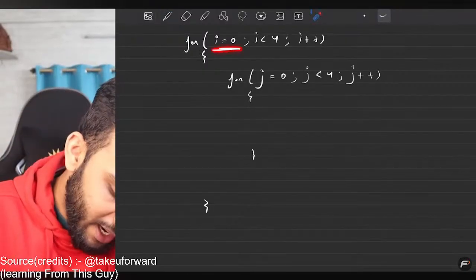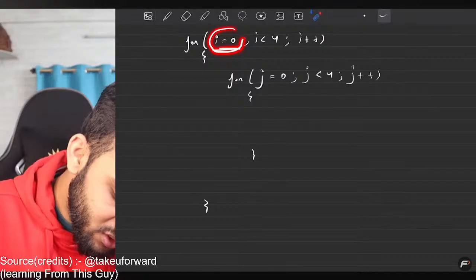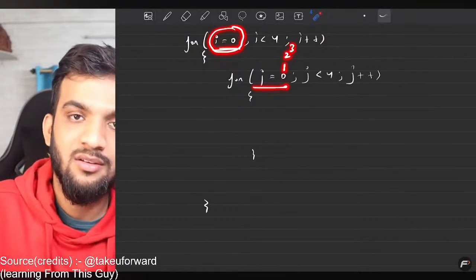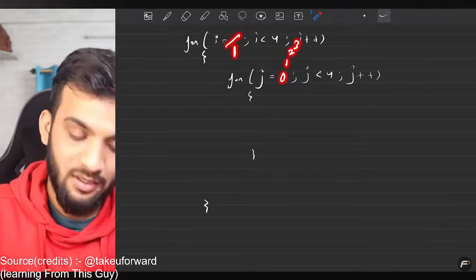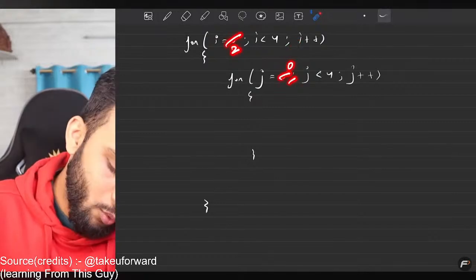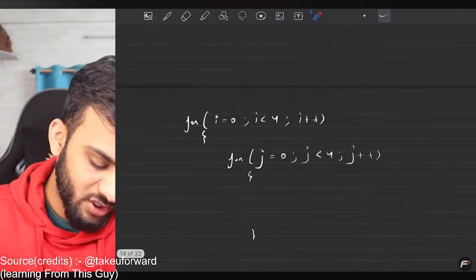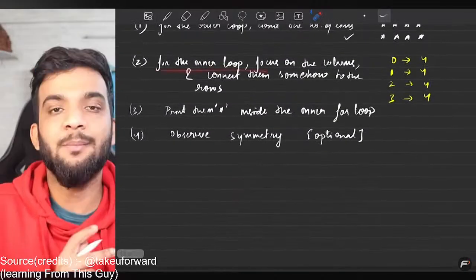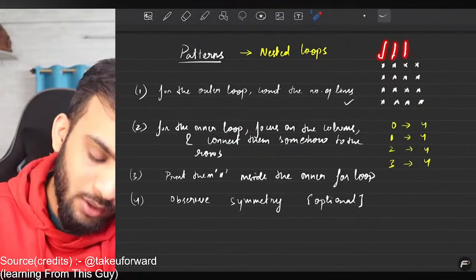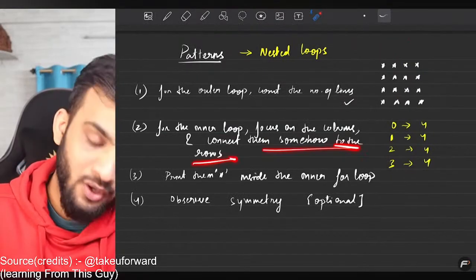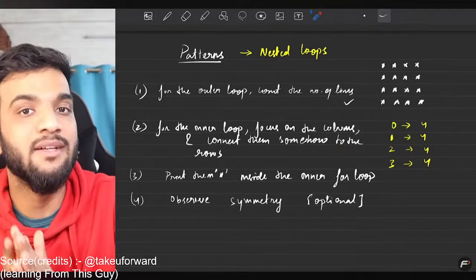So whenever i is 0, j will be 0, 1, 2, 3. Whenever i is 1, j will be 0, 1, 2, 3. Whenever i is 2, j will be 0, 1, 2, 3. Whenever i is 3, j will be 0, 1, 2, 3. So step number 2 is also completed because we have connected at every line, at every column, whatever is happening to the number of rows. Somehow I've connected them. Now, what's my next step?